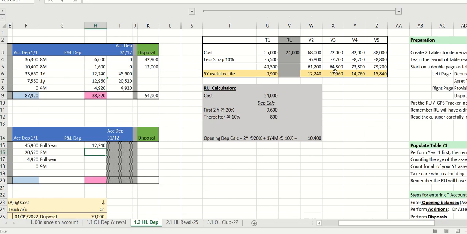So truck 3, we had it for divided by 12 and multiplied by 3 months of the year. So we only had it for 3 of the 12 months of the year. Truck 4, we had for the full year. And truck 5, we had it for divide by 12 and multiplied by 9 months of the year. Okay, so we only had it for 9 of the 12 months of the year.